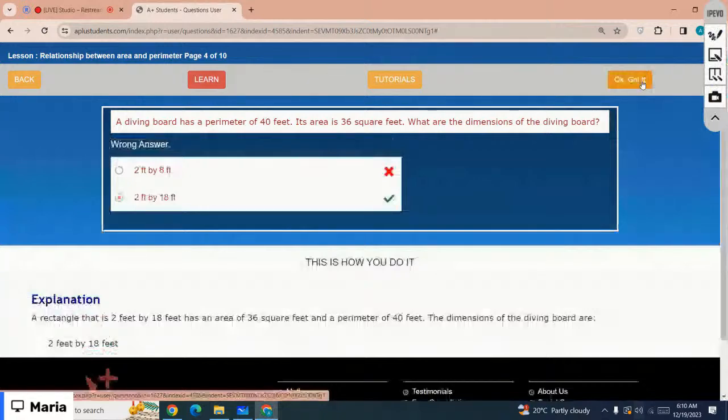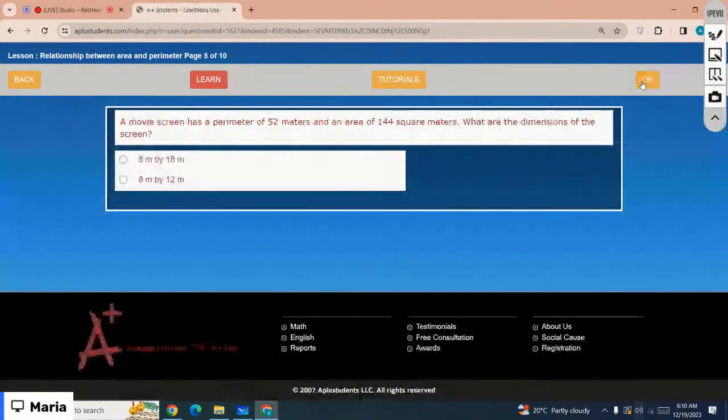Sorry, I selected the wrong option. That is 2 times 18, right? Okay, the next one is a movie screen has a perimeter of 52 meters and an area of 144 square meters. What are the dimensions of the screen?